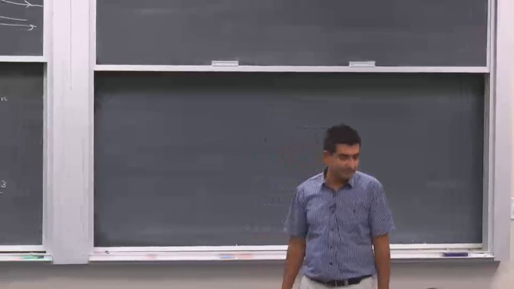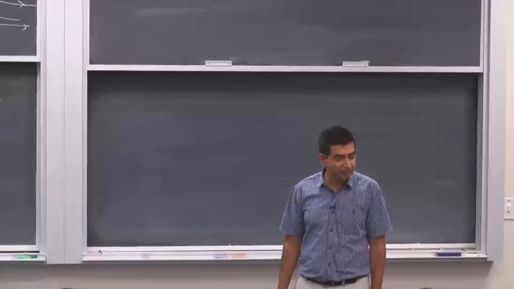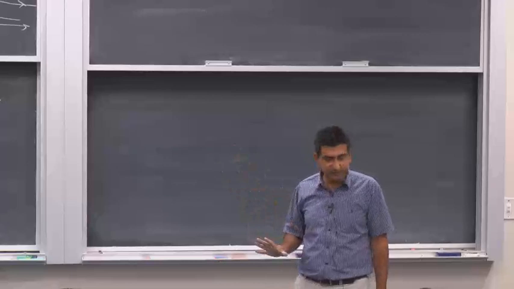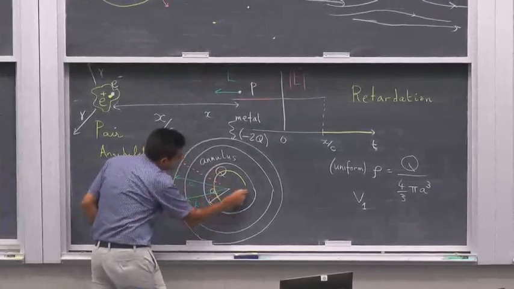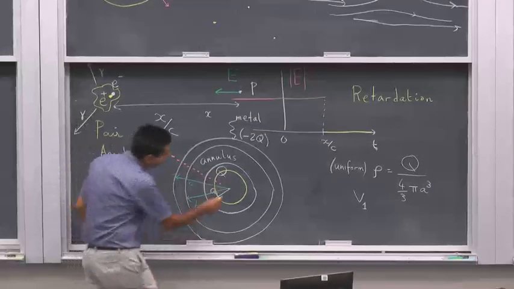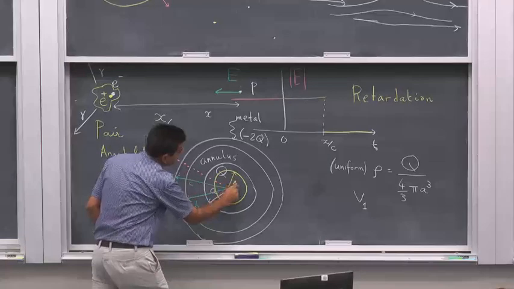I want to draw a Gaussian surface. I'll draw a sphere whose center is the center of the system. So I would like to draw a Gaussian surface that has this point as its center. Okay, and this surface has a radius r.